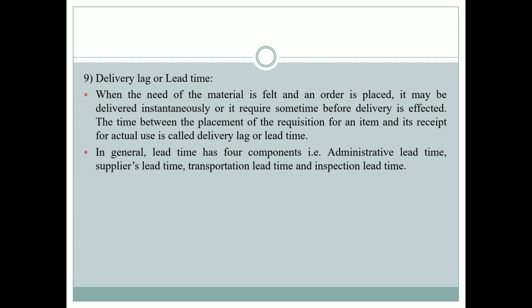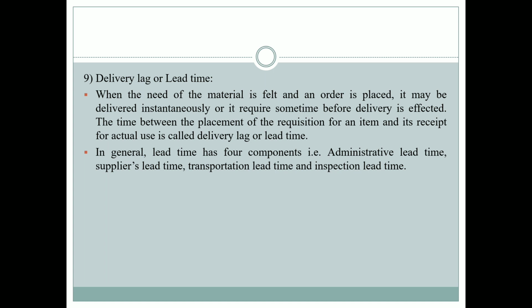Next, delivery lag or lead time. When the need for the material is felt and an order is placed, it may be delivered instantaneously or it may require some time before delivery is effected. The time between the placement of the requisition for an item and its receipt for actual use is called delivery lag or lead time. It's just like when you order something on Amazon and it requires some time to receive. At the time of order you may not get it. It requires some 2 to 3 days. That is nothing but your delivery lag or lead time.